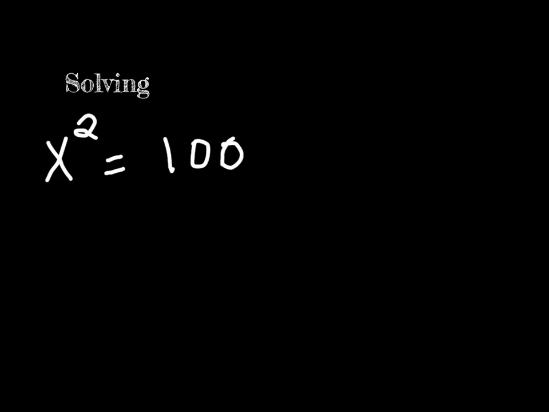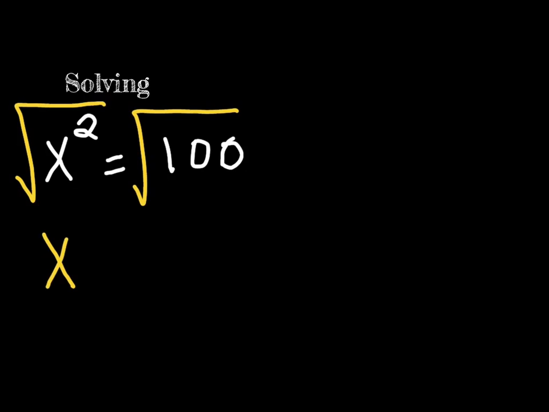So let's solve x squared equals 100. When I solve x squared equals 100, what I'm going to do is use a radical symbol to help me solve for x. So when I do that, I'm going to draw my radical symbol over both sides of the equation. So here's my radical symbol over the x squared and my radical symbol over the 100. The square root of x squared is x, and the square root of 100 is plus or minus 10.